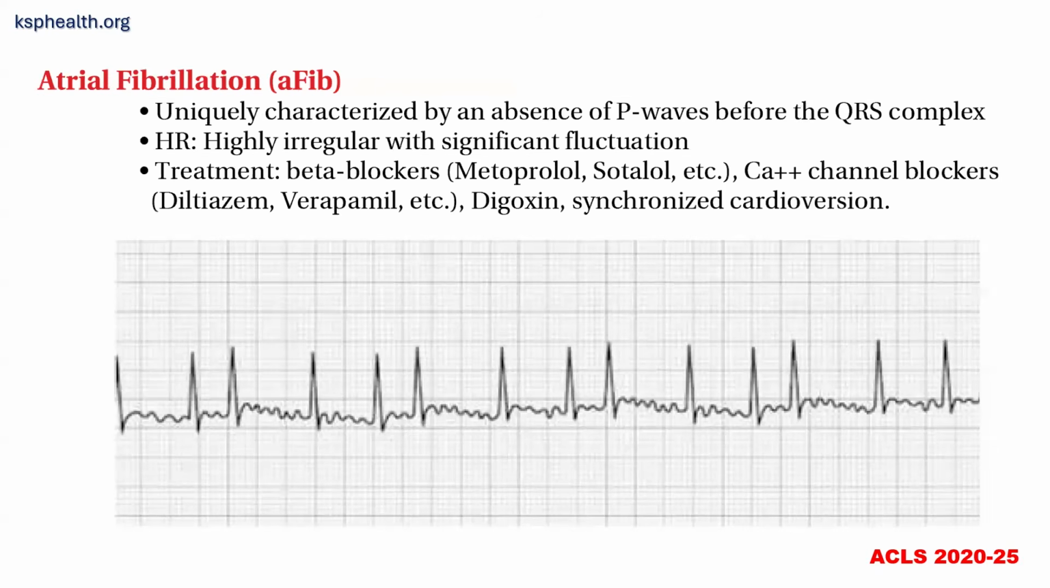Atrial fibrillation, uniquely characterized by an absence of P wave before the QRS complex. Heart rate highly irregular and has a significant fluctuation. How do you treat? Beta blockers such as metoprolol and sotalol, calcium channel blockers such as diltiazem and verapamil, digoxin, and synchronized cardioversion.